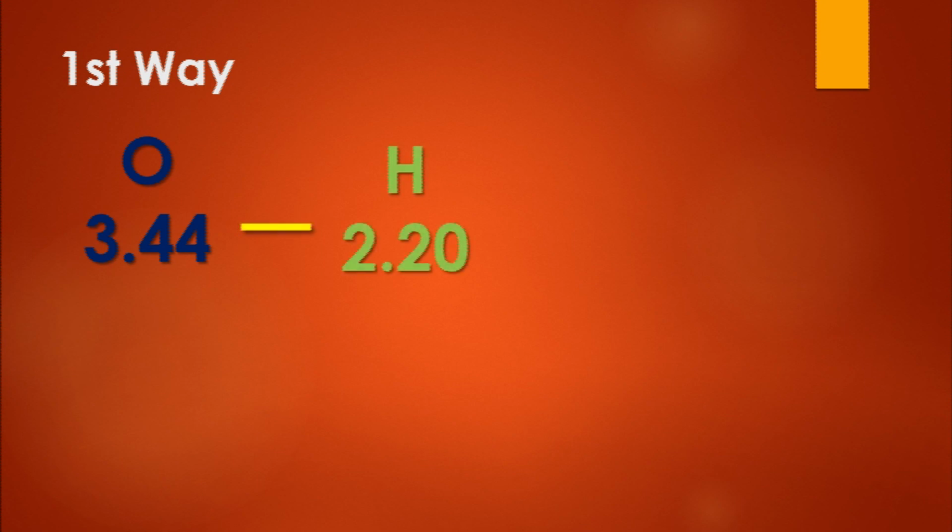So, ano ba talaga? To make it clear, let's have the first way. Water has oxygen and hydrogen with 3.44 and 2.20 electronegativity respectively, and the difference is equal to 1.24. Since the difference is higher than 0.4, water in this case is a polar molecule.